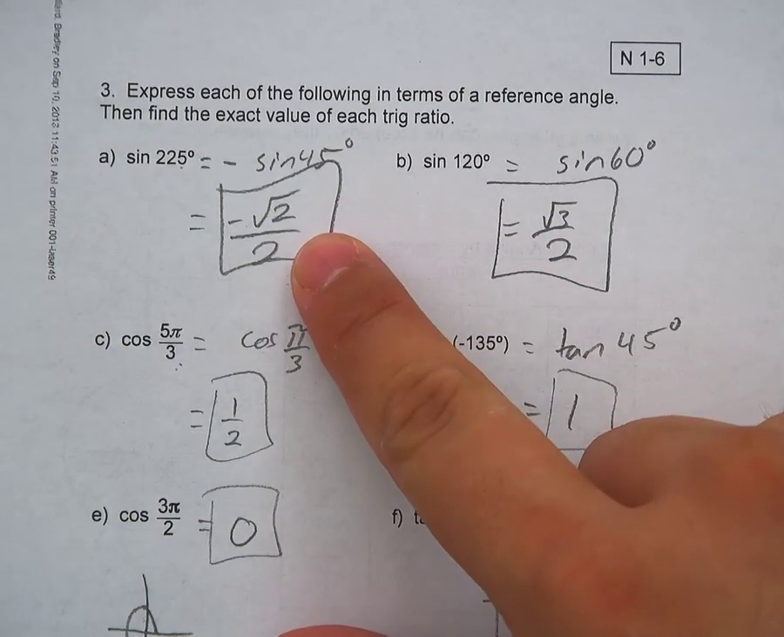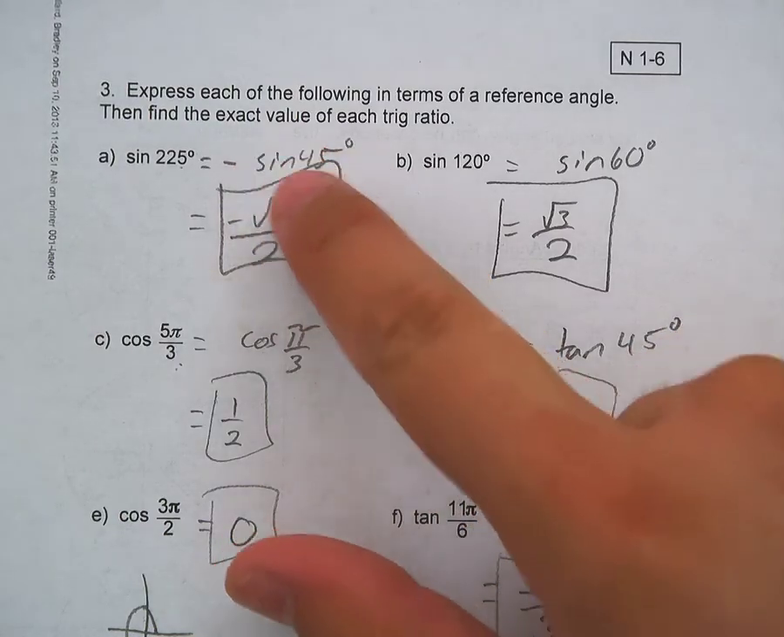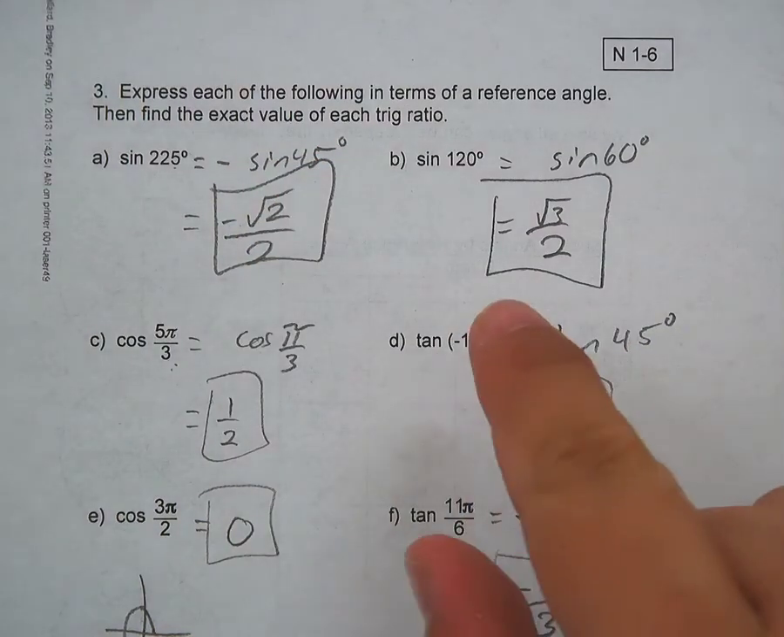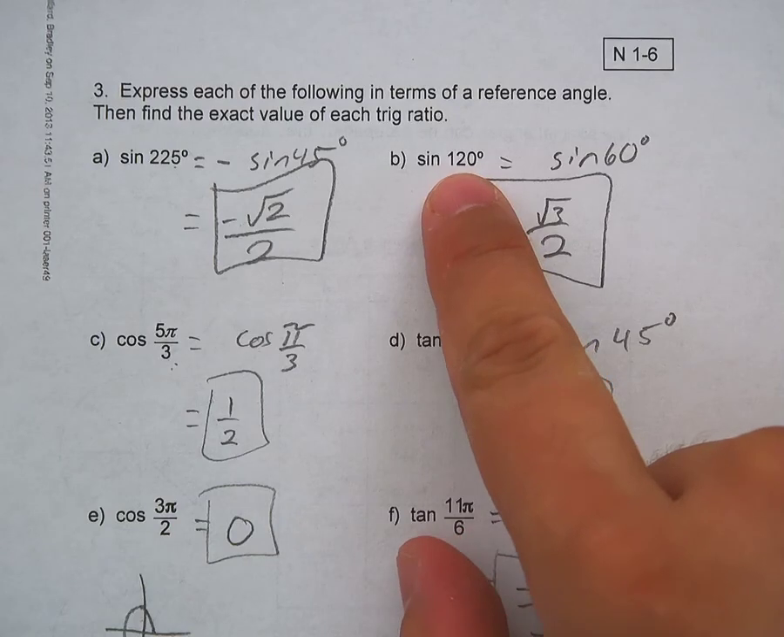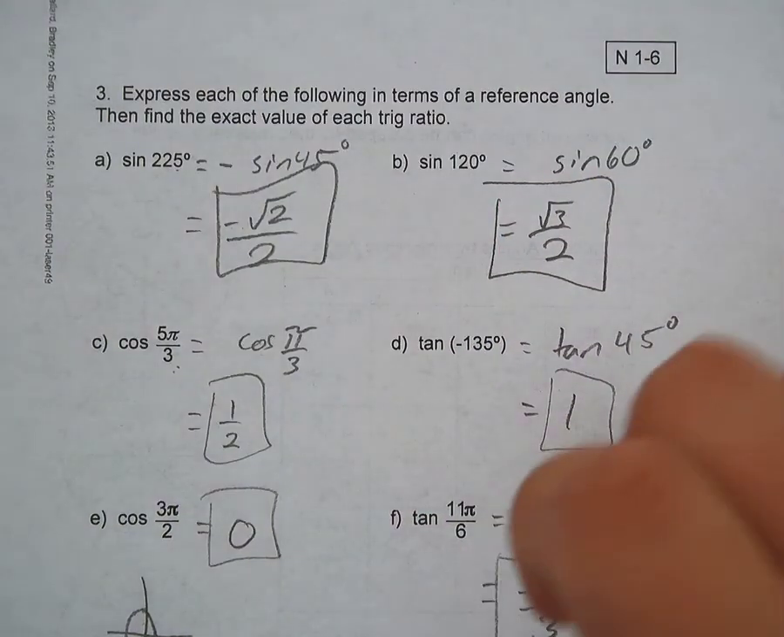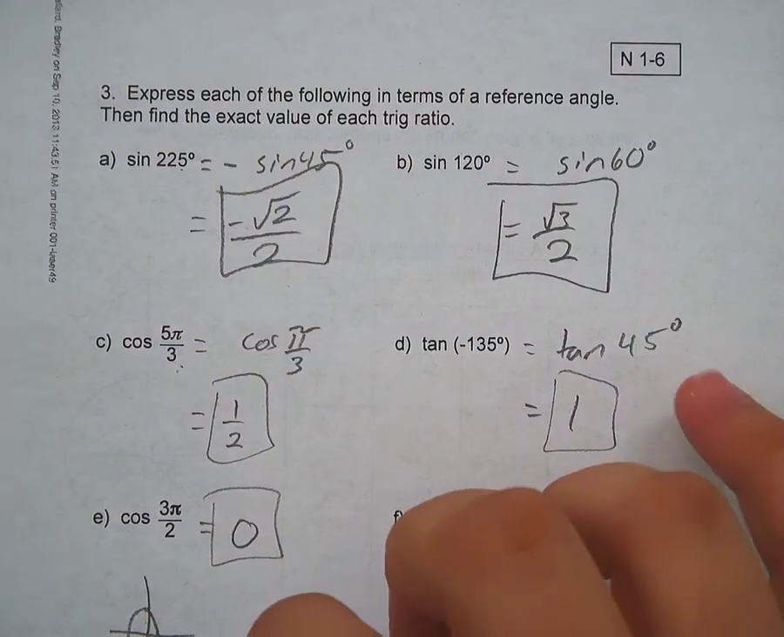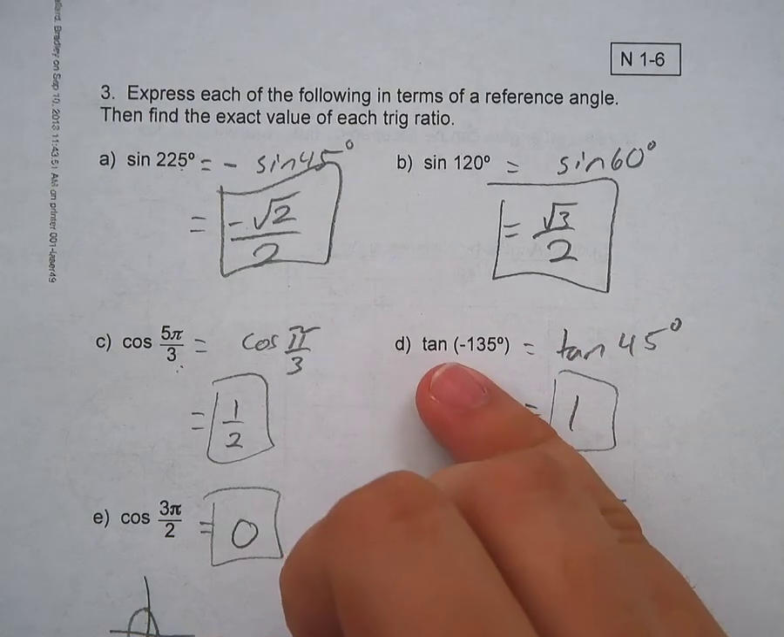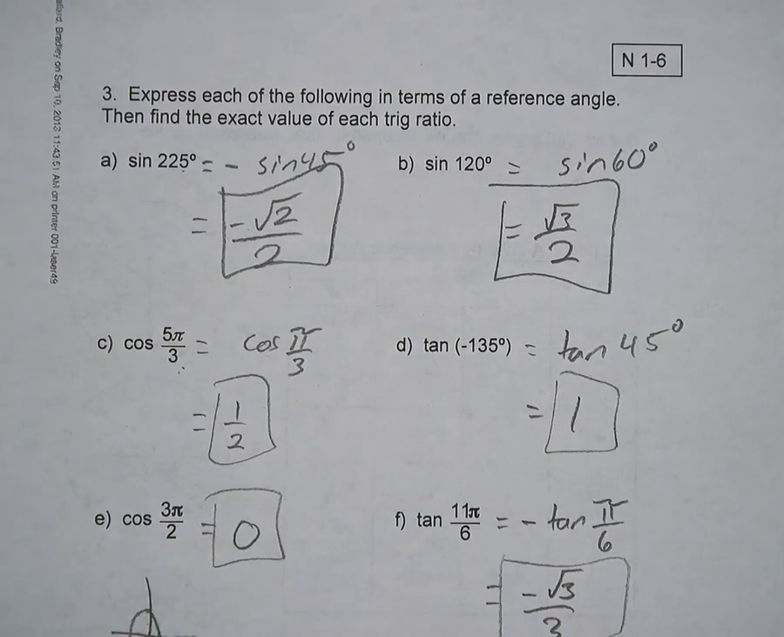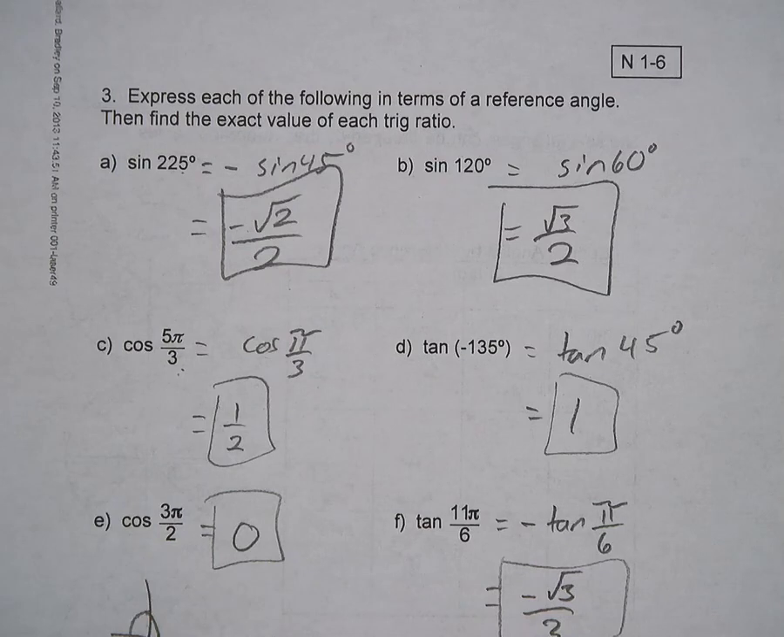Sine is negative down there, so I'm going to change it to sine of 45, throw a negative in front. This was quadrant 2. Sine is positive there, so it's positive sine of 60. Positive sine of the reference angle. This is quadrant 3, tangent's positive down there, so it's tangent of 45. Tangent of the reference angle.